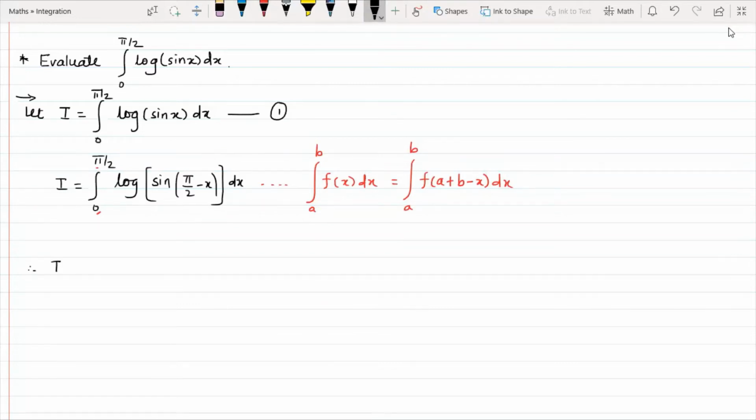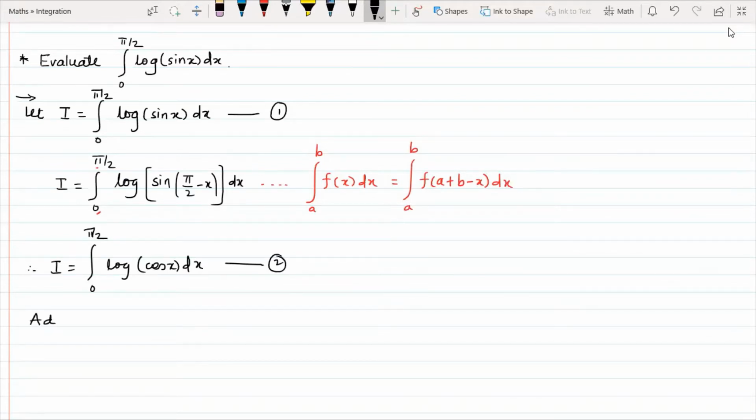So in the next step, one can write this as I is equal to the integral from 0 to pi by 2 of log of cos x dx. Let this be 2. Now if somebody asks to evaluate the integration of log of cos x dx from 0 to pi by 2, it is exactly the same as the integration of log of sin x dx from 0 to pi by 2. So both are the same. Now look at the next step.